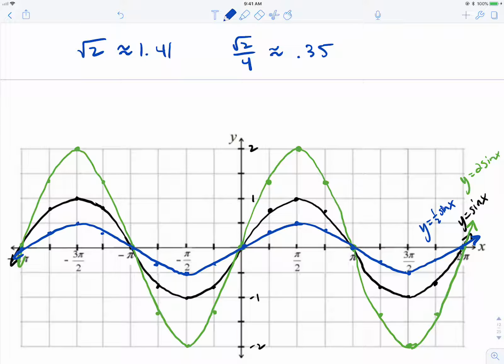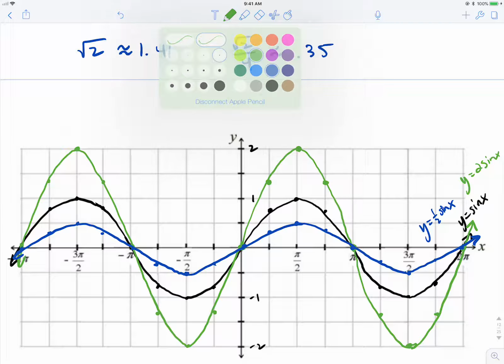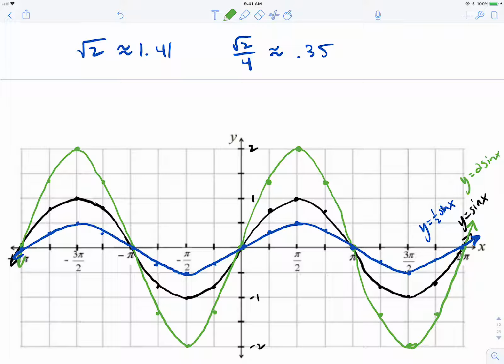So we can see that when we multiply the parent function sine by positive 2, it doesn't do anything to the period of sine, but it does vertically stretch the graph of sine, making the waves much higher. And then when we multiply sine by 1/2, which is the same as dividing sine by 2, we're vertically compressing the graph, so we're shortening those waves.